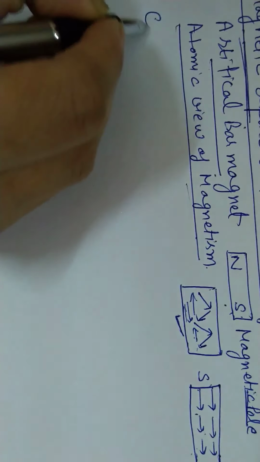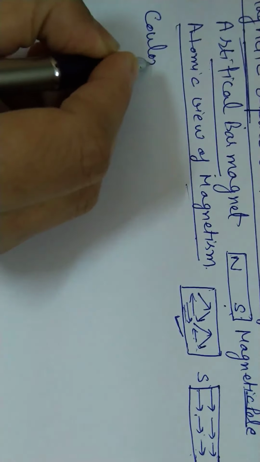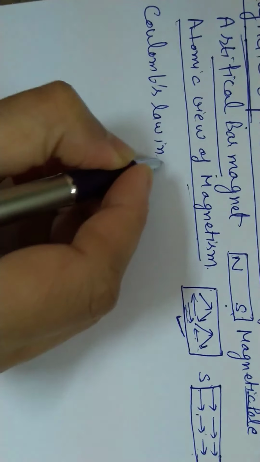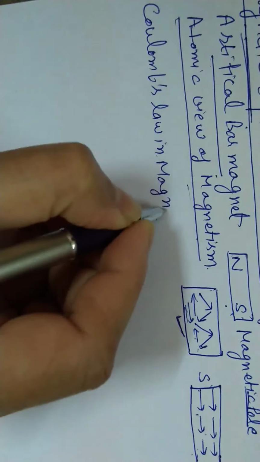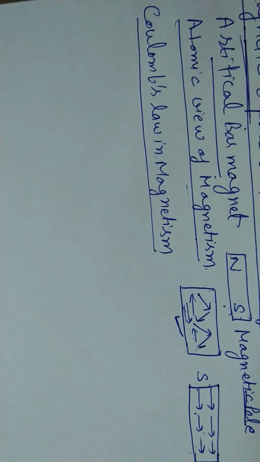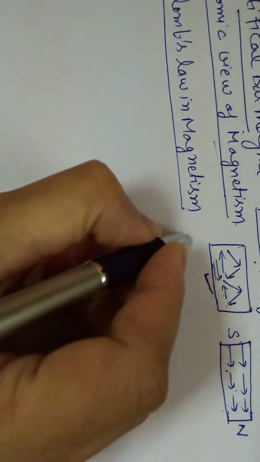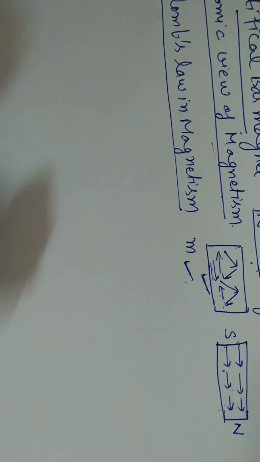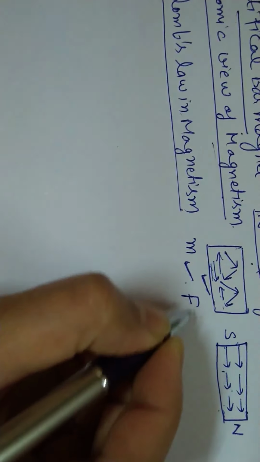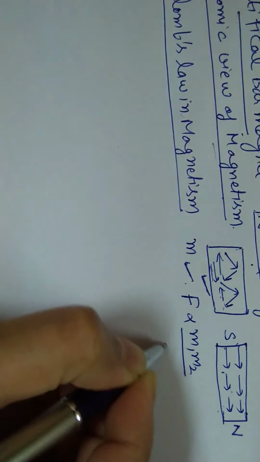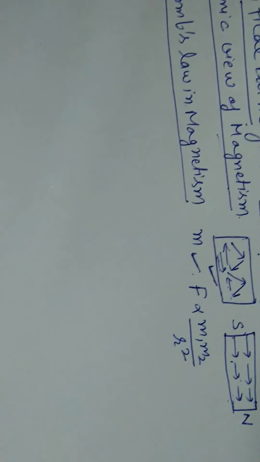And how do we write Coulomb's law? Coulomb's law in magnetism. Coulomb's law is used to find the magnetic force between two poles, and small m is considered as the magnetic pole strength. Then how do we write the force? That is written in terms of pole strength and the distance between the poles.